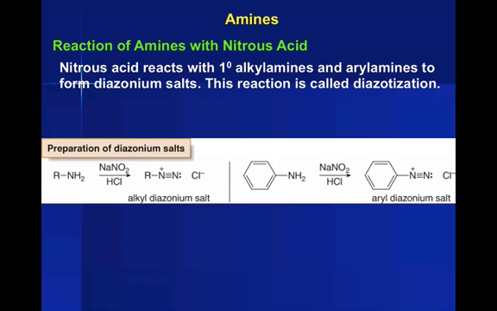It's one of the easiest reactions to do. You take HCl, sodium nitrite, you put in a primary amine, and out falls these diazonium salts. These diazonium salts have a nasty habit of being explosive. Can anybody tell me why they might be explosive?